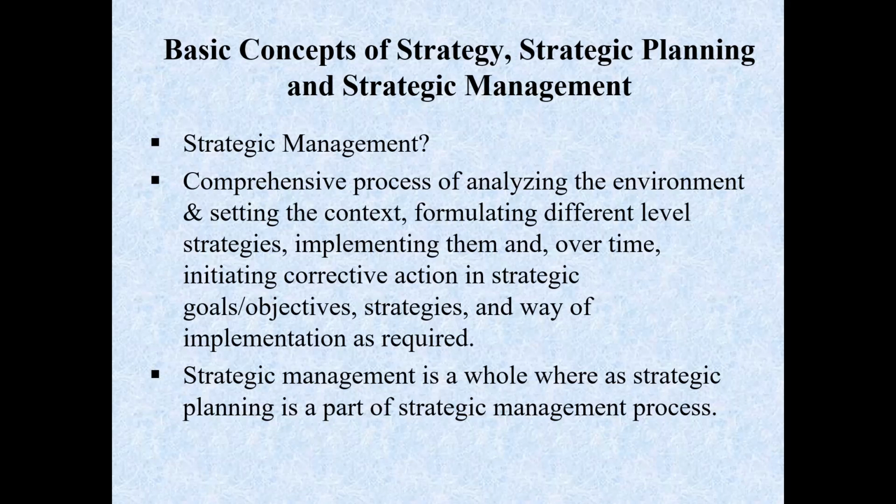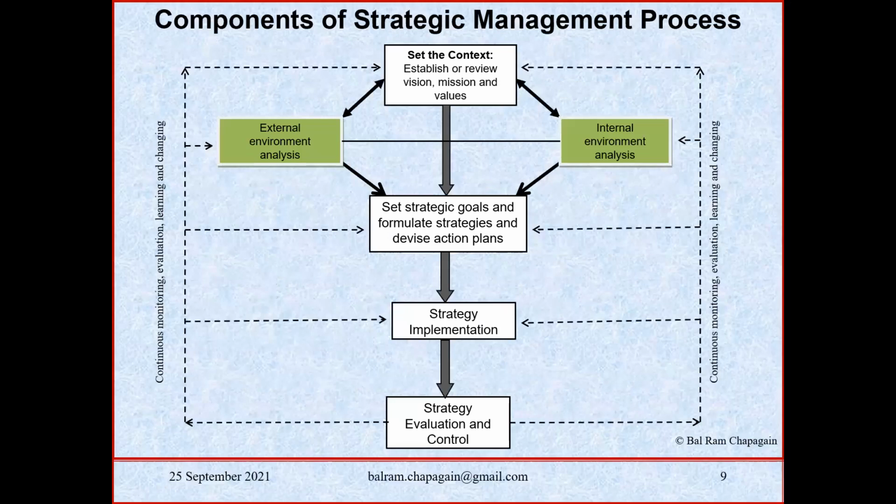This means strategic management itself is a process of analyzing the environment and setting the context. At different levels, strategies are formulated and implemented, and while required during this process, corrective actions are also taken regarding strategic goals, objectives, strategies, and way of implementation. So strategic management is the whole, whereas strategic planning is a part of the strategic management process. These are the components of the strategic management process.